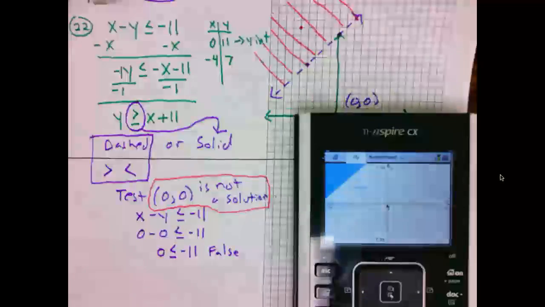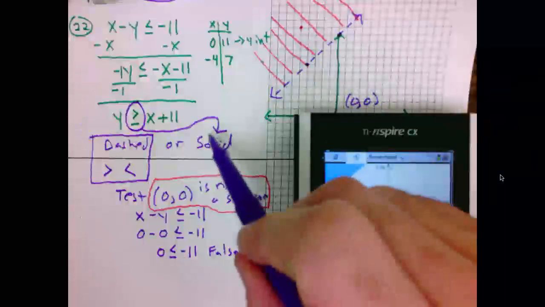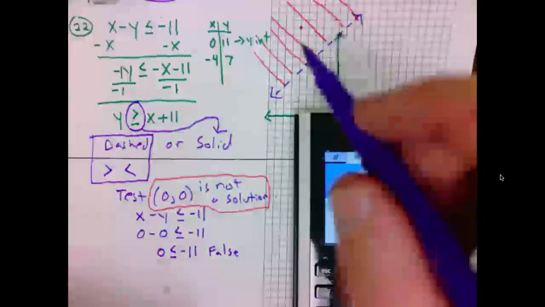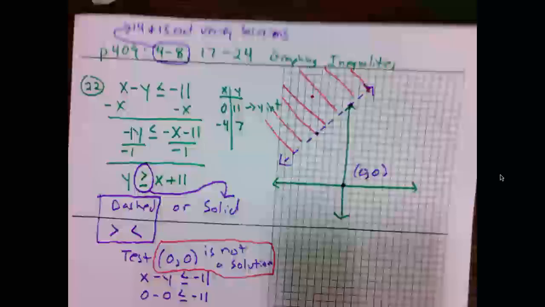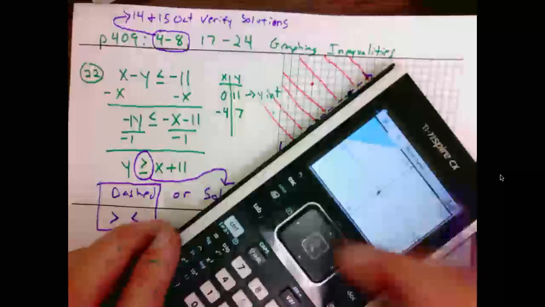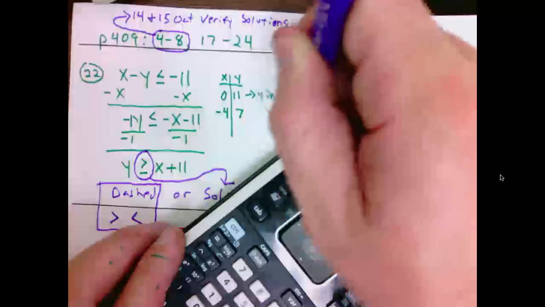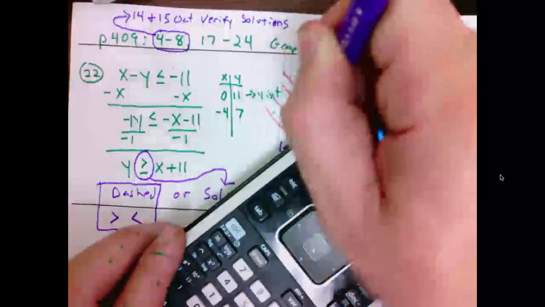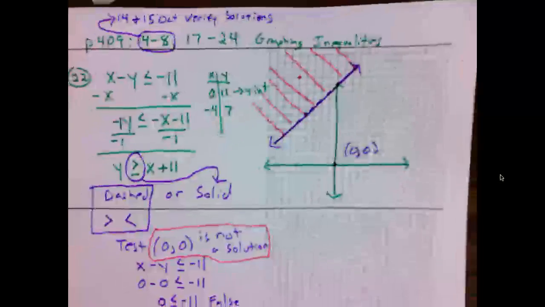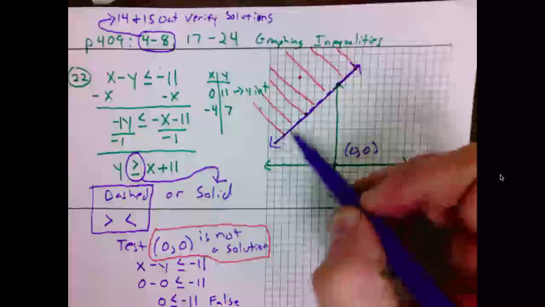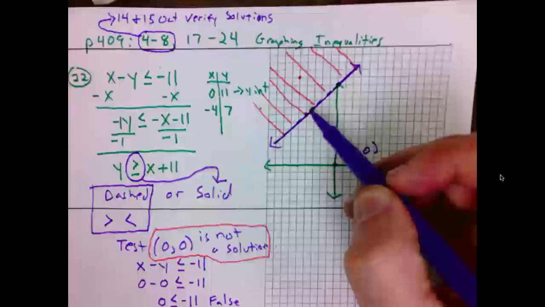One last detail. Here I said that it was solid, but I showed a dashed line for some unknown reason. I'm going to come and make that line solid. One more time. Since we have the equal to in the inequality, it's a solid line. My line should be solid here.